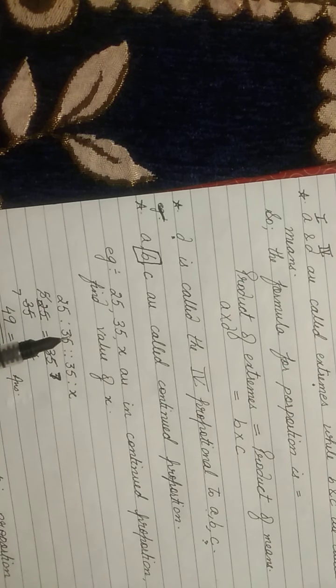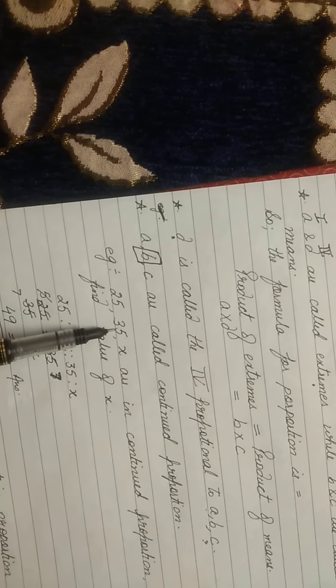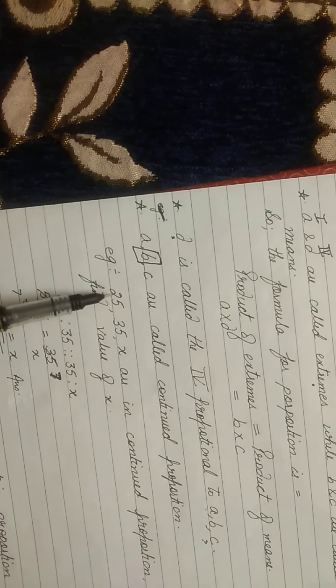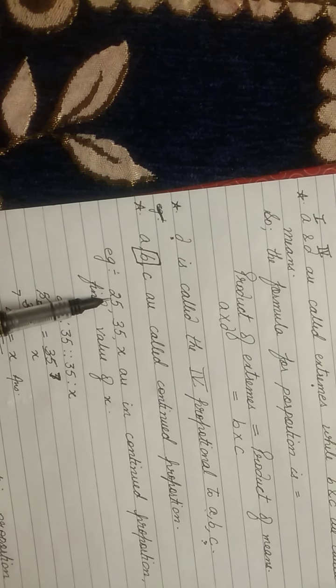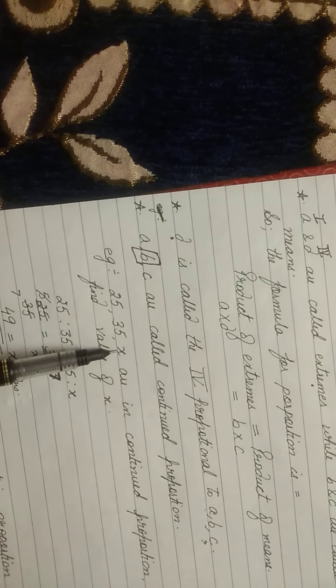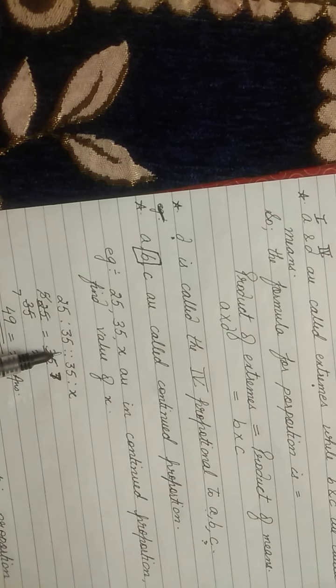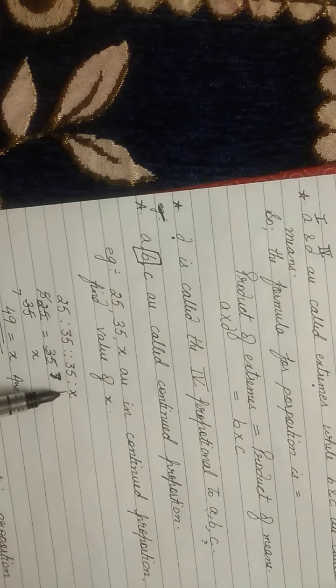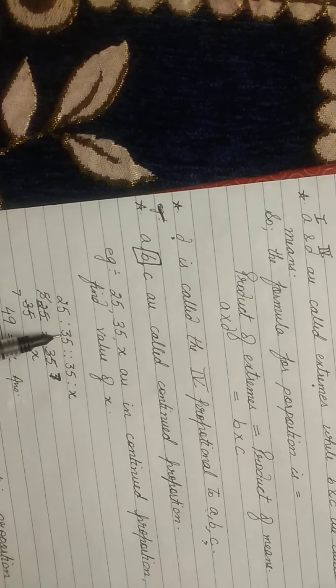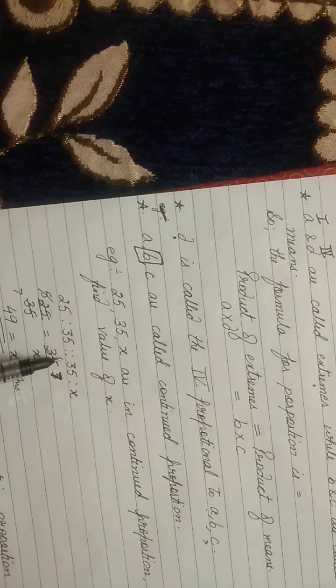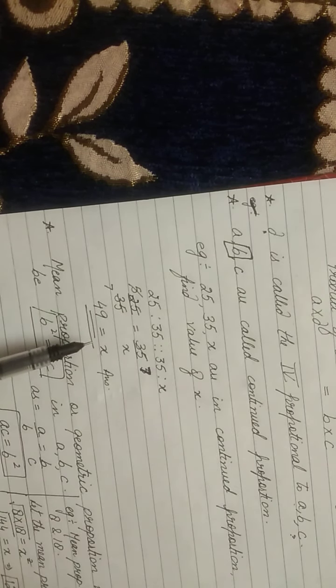So in the case of continued proportion, this 35 will be there in the denominator of 25 and will be there in the numerator of x. So that is going to become 25:35 equals 35:x. Clear? तो एक का डिनोमिनेटर दूसरे का न्यूमरेटर in the case of the continued proportion. So from here you will be getting the value of x as 49.